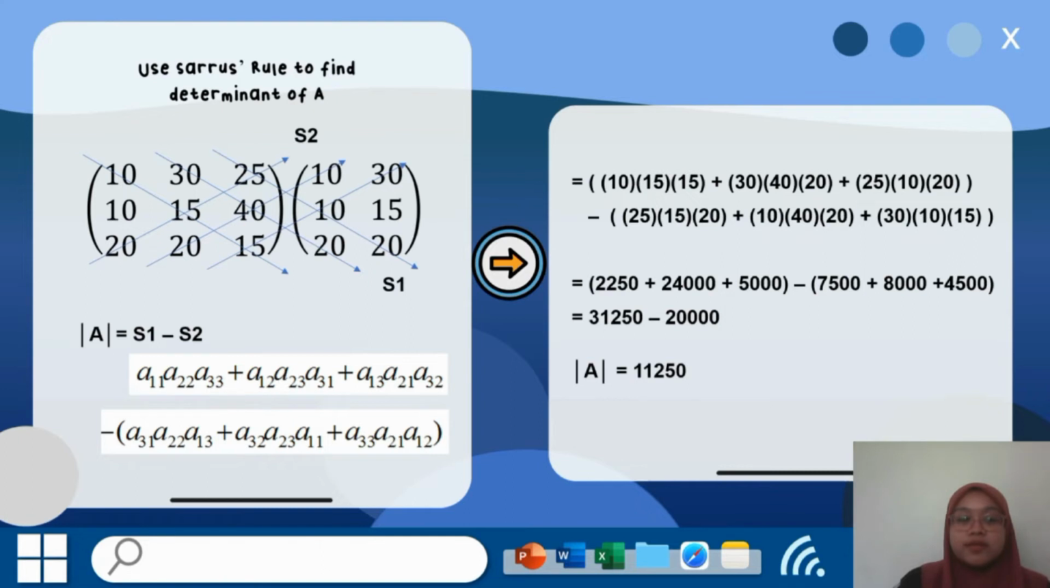In order to find the determinant of A, we have to use Sarrus' rule. So the determinant of A formula is S1 minus S2. And then we just substitute into the formula, and then we got 31,200 as S1 and 21,000 as S2. So the determinant of A, we got 11,250.